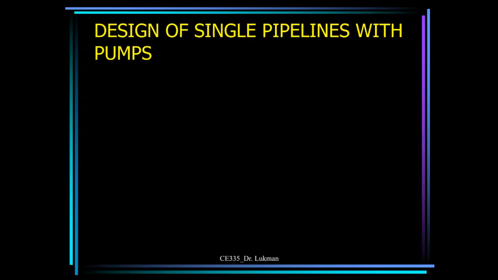If F were to be different from the previous one, if they differ so much, we now revise it and then find a new F until the difference is so small. My time is up, and I will stop here. In the next class, we will take the design of single pipelines with pumps. This was the design of single pipelines without pumps, just flowing by gravity. So what about when you have a pump? What changes in the design? This we shall see in the next class.